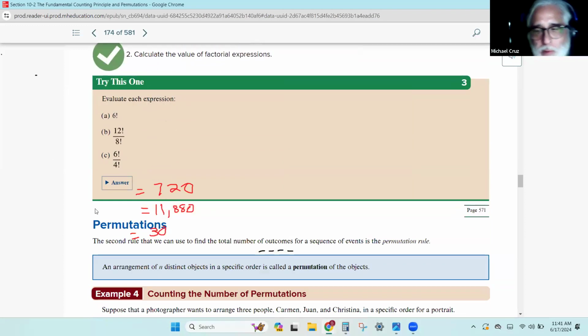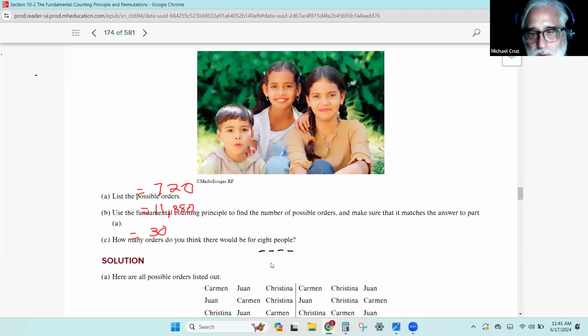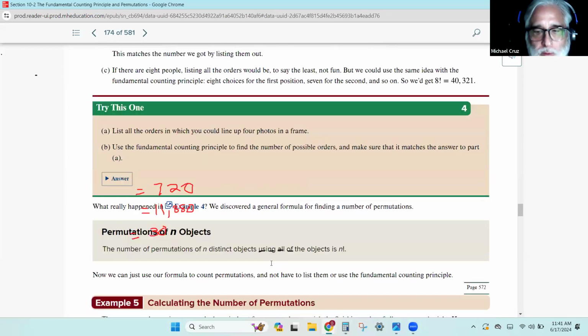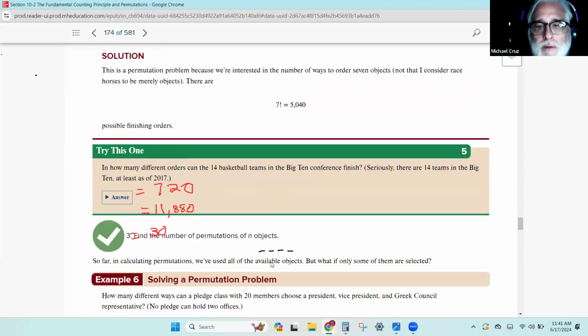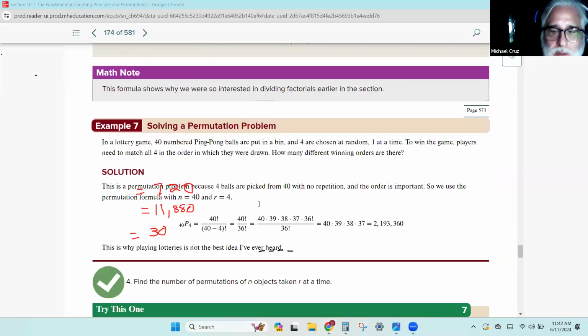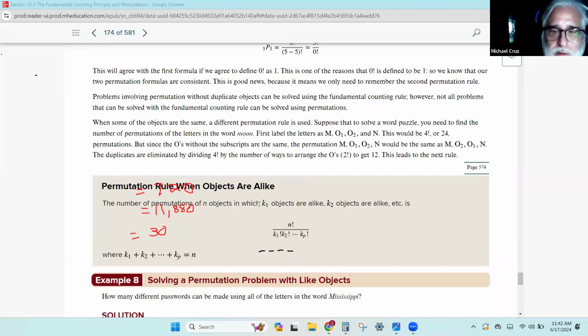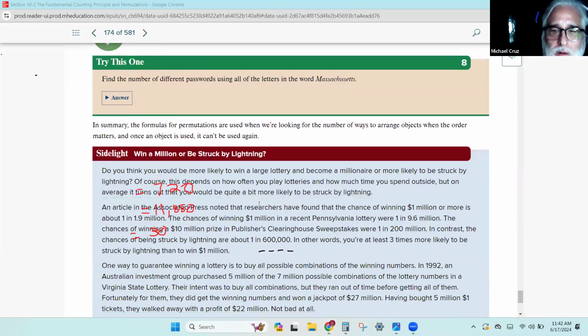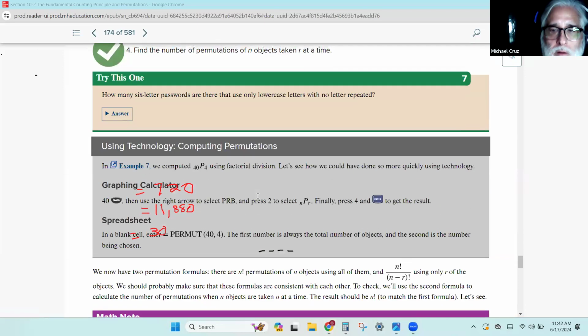And so permutations are when we consider order important. If we have distinct objects and we're worried about specific order, then it's called a permutation, because with a permutation, order is important. There's a formula for it. We'll see it later. And then there's the other one, which is combinations.